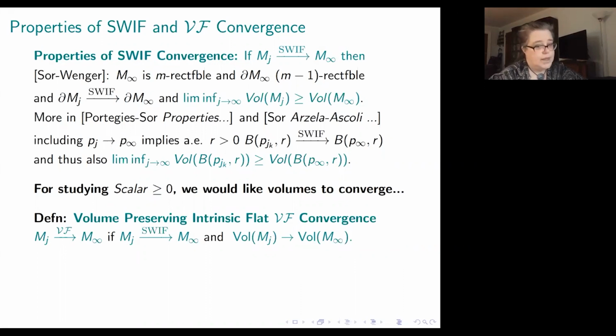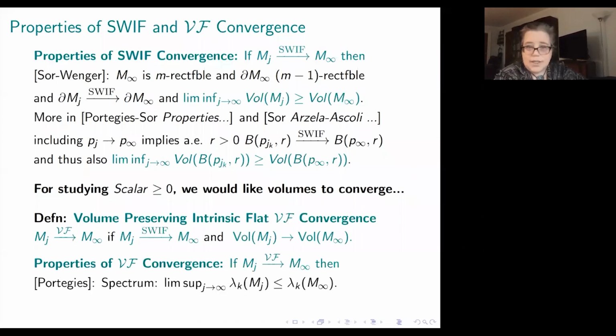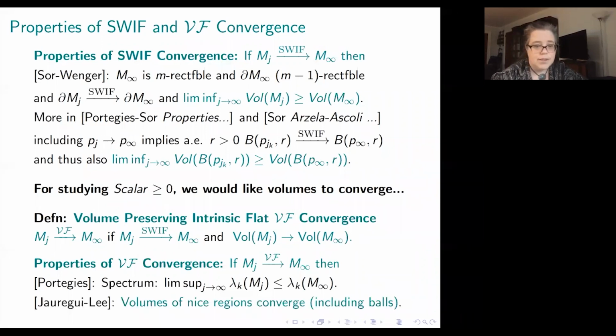Now, once you make that assumption, there's a lot of nice properties that follow. So Portegies has another paper. In his paper, he shows that the spectrum of the Laplace-Beltrami operator has this nice property: the lim sup of each eigenvalue is less than or equal to the eigenvalue of the limit space. And Jauregui and Lee have proven that volumes of nice regions converge, including balls. So just assuming that the global volume is converging is enough to get volumes of a lot of smaller regions to converge. So that's a very useful property. And they apply this for studying spaces with scalar curvature bounds and positive mass theorem questions.